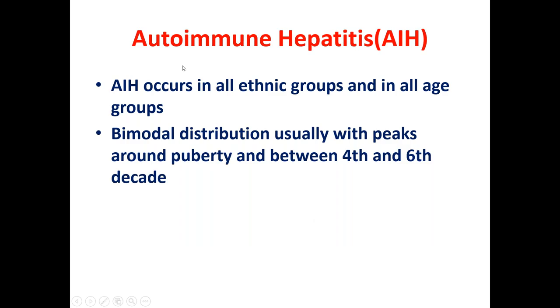Now, the second important chronic hepatitis is autoimmune hepatitis. The terminology is self-explanatory. It means that immunity injured the liver. Autoimmune hepatitis occurs throughout the world and it can be seen in any age group. But by and large, this disease has two peaks. One is around puberty and the other in the fourth to sixth decade of life. So the majority of the cases are in adolescent or elderly age groups.